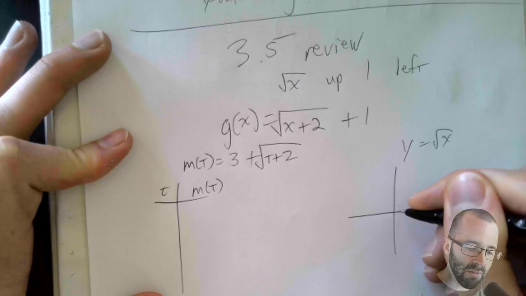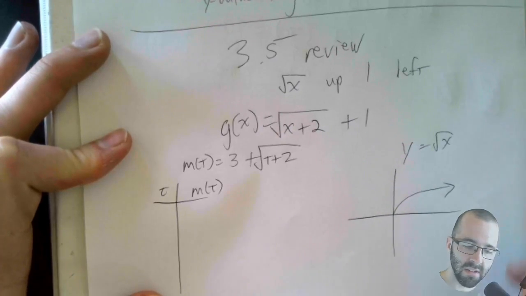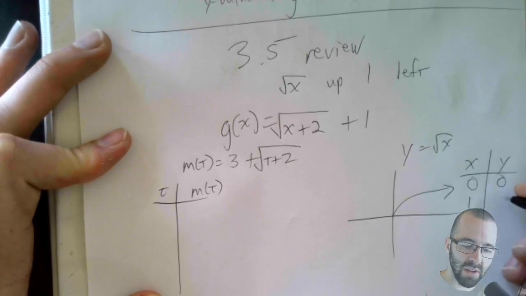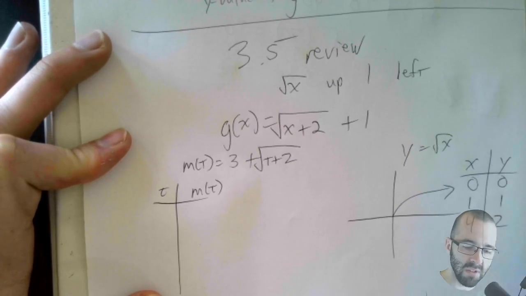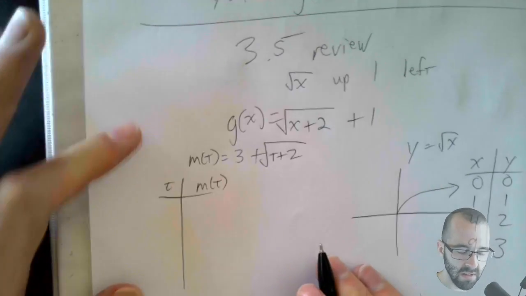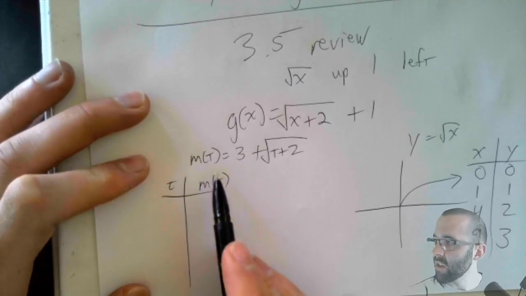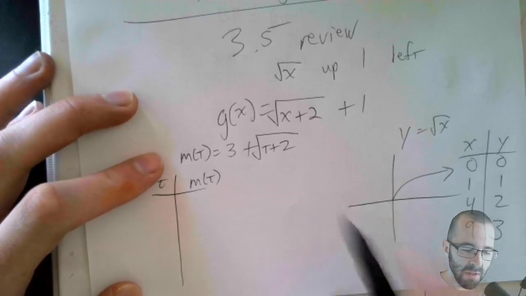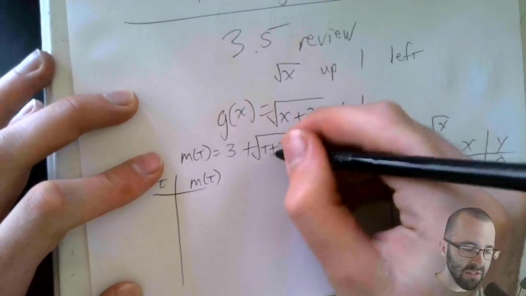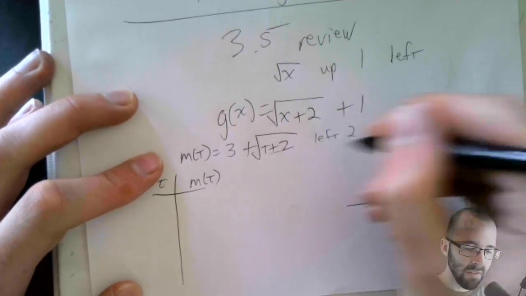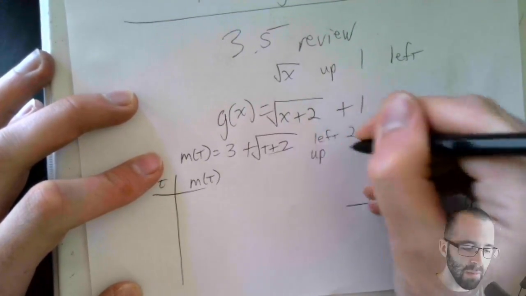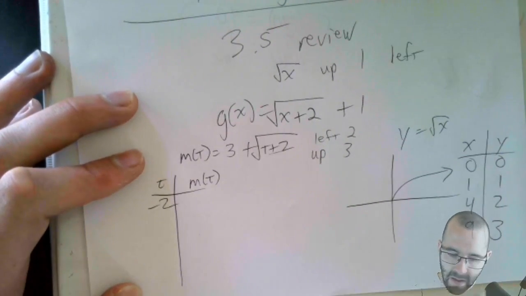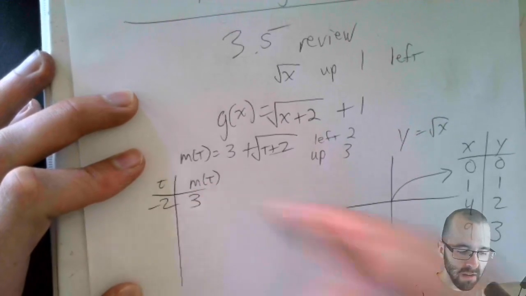If you remember what a square root function is, it kind of looks like this. Like the square root of 0 is 0, the square root of 1 is 1, square root of 4 is 2, square root of 9 is 3. And this table that we need to graph is just going to be a transformed version of this table, right? So this is going to be left 2 on the inside, and there's a plus 3 on the outside and up 3. So the x values move left, so this becomes negative 2. The y values go up 3.